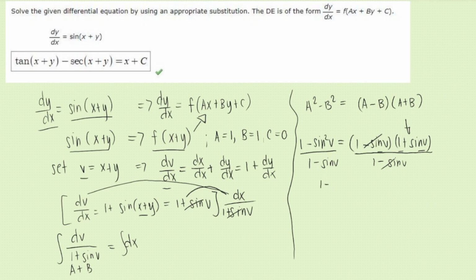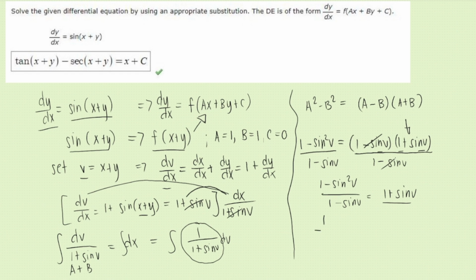So that we'll get 1 minus sine squared v all over 1 minus sine v is equal to 1 plus sine v. But this one here, the integrand is 1 over 1 plus sine v dv. So I want to make this form. I can make that form when I take the reciprocal of this here. So the reciprocal of this one is 1 over 1 plus sine of v; if you take the reciprocal of this one, you should also take the reciprocal of this one.